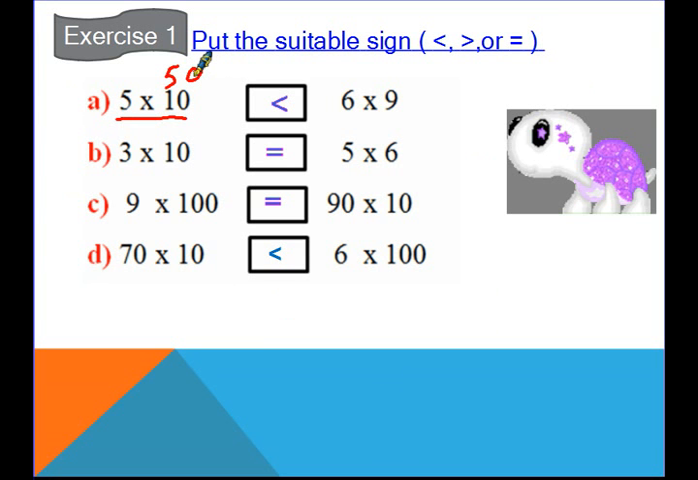And 6 times 9 equals 54. So, which is the greatest? The number 50 or 54? It is number 54. Okay, example number B.